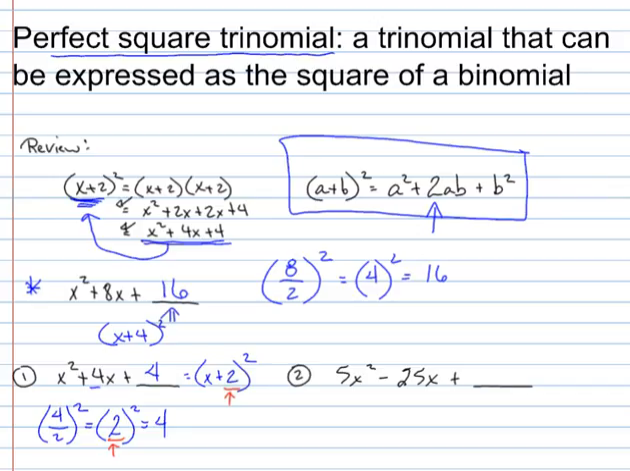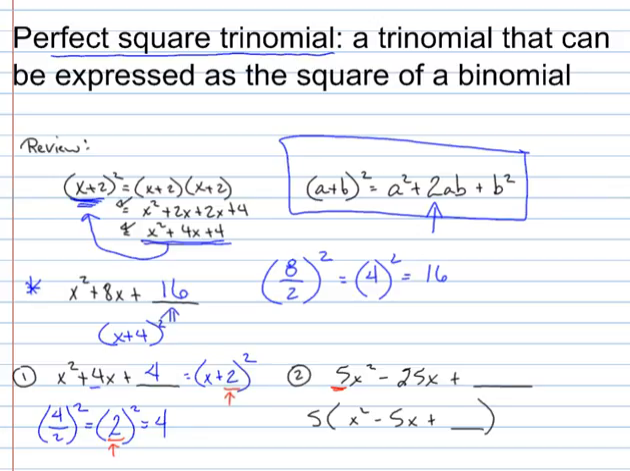Now looking at example number 2, it's a little different because we have to first take care of this. Our leading coefficient has to be 1. We can't have a 5 out there. So I have to take that 5 out. I'm going to write the 5 in the front, parentheses, x squared minus 5x plus blank. So we factored the 5 out.